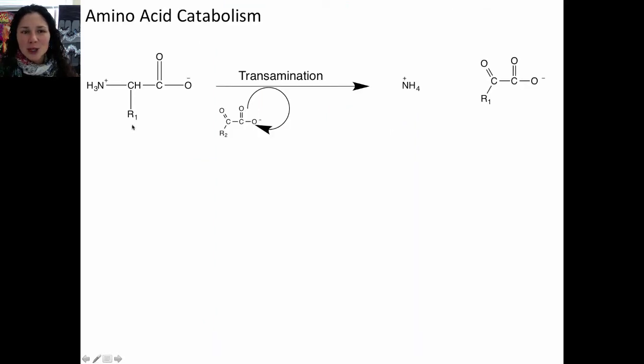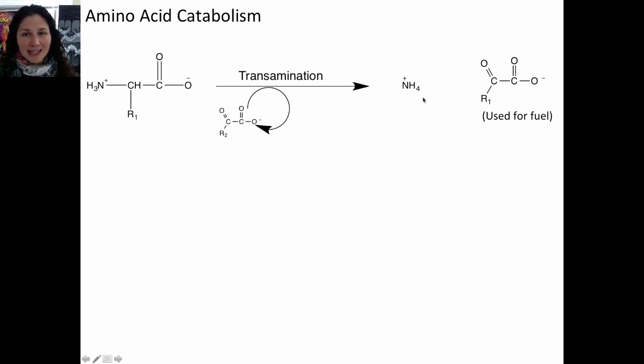Here's a general picture of an amino acid. Here's the protonated amine, the carboxylate, and the side chain, R1. In order to use amino acids for fuel, you first have to remove the amine group. This happens through transamination. Transamination is the process of removing the amine group from the amino acid. This product is called a keto acid, and it's used for fuel. It can be converted into pyruvate, acetyl-CoA, or one of the intermediates in the citric acid cycle.